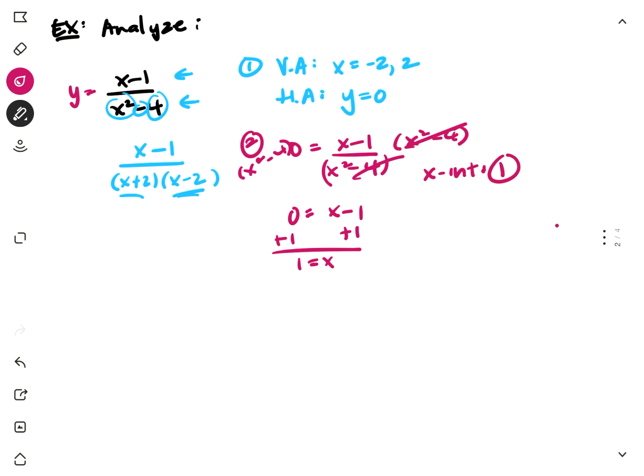Okay, so for our y-intercept, remember that's going to be f of 0. So f of 0, we're going to do 0 minus 1 over 0 squared minus 4. So that's negative 1 over negative 4, which is positive 1/4.